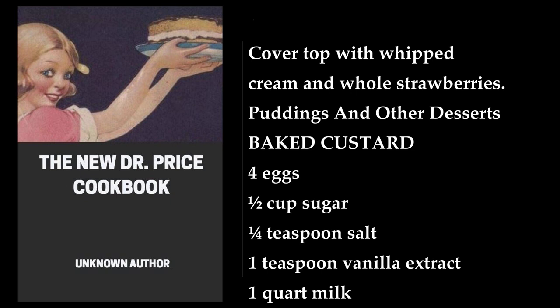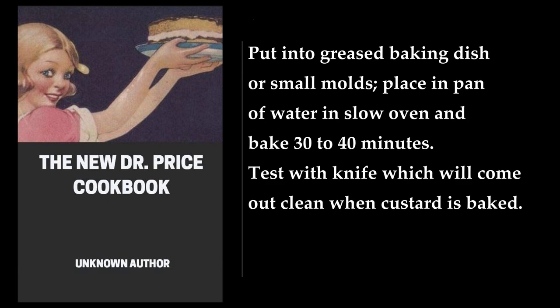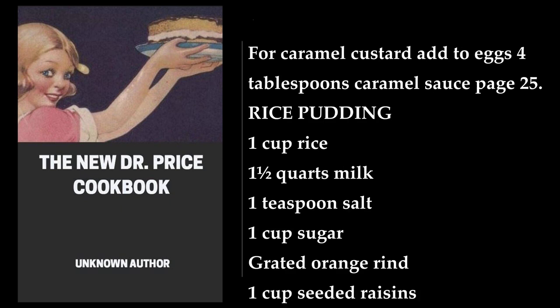1/4 teaspoon salt. 1 teaspoon vanilla extract. 1 quart milk. Beat eggs, sugar, salt and vanilla together, scald milk and add very slowly, stirring constantly. Put into greased baking dish or small molds, place in pan of water in slow oven and bake 30 to 40 minutes. Test with knife, which will come out clean when custard is baked. For caramel custard, add to eggs 4 tablespoons caramel sauce.